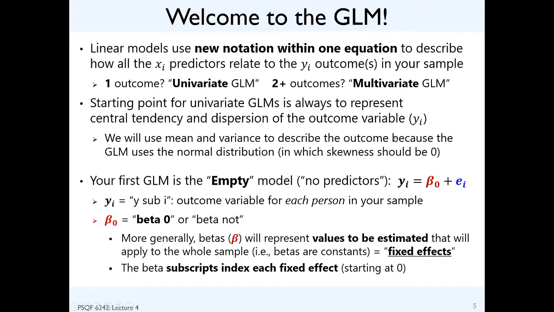More generally, betas are what's known as fixed effects. They are constants in our linear model equation. So this beta 0, it doesn't have an i. Everybody is going to use the same number to develop their own predicted outcome. The 0 is a counting index. So we start counting at 0. The next beta will be 1. The beta after that will be 2. So it's just keeping track of which is which.